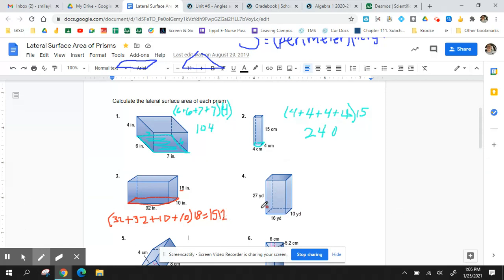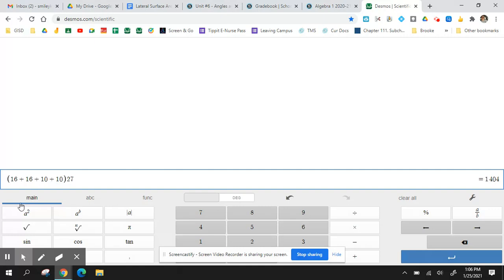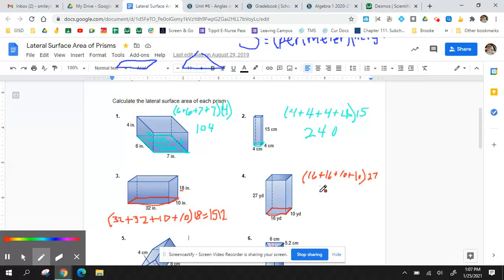So you can try number 4 and see if you get an answer, and we'll see if you did it correctly. Pause the video, come back in just a second. All right. Hopefully you got 16 plus 16 plus 10 plus 10, because we are going to combine this for our perimeter, and we're going to multiply it times our height of 27. So when you go to add these, I'm going to go to Desmos, type it in, times 27, I get 1404 is my answer for my lateral surface area, 1404.